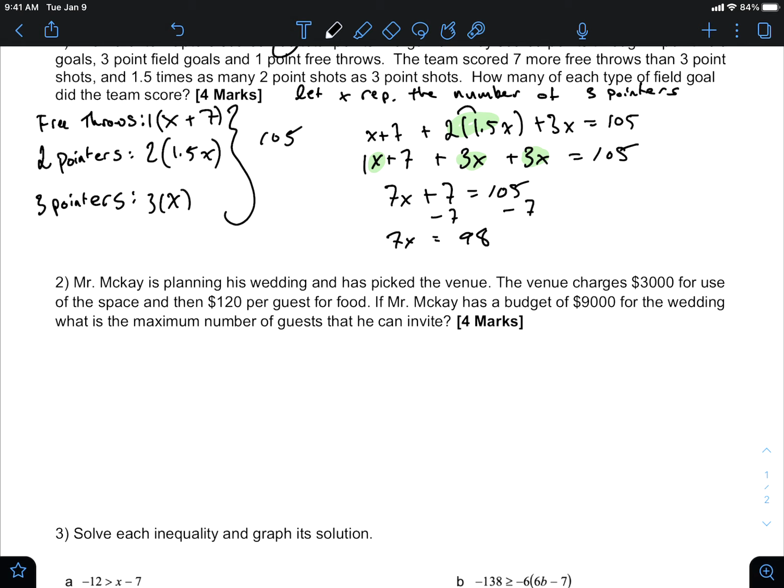And I know 7 times 7 is 49. 49 times 2 is 98. So 2 7s make 14, if you were to do that in your head. Or just divide both sides by 7. And you'll get 14.